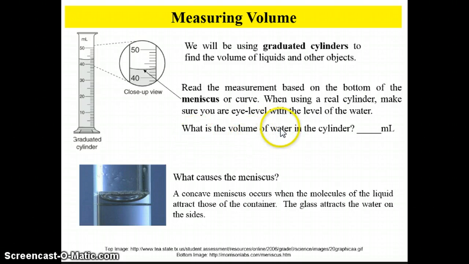Okay, so what is the volume of this water in this cylinder? If we look at it, we start at 40 here, and it looks like it counts by ones because there's 10 lines up to 50. So we've got 40, 41, 42, 43 milliliters is the correct answer. 43 milliliters. And more explanation on what the meniscus is. It's a concave curve which occurs when the molecules of the liquid are attracted to the container. You can see it here. Glass attracts the water on the sides. So that's why the meniscus occurs.